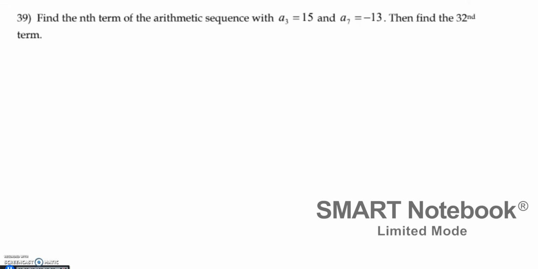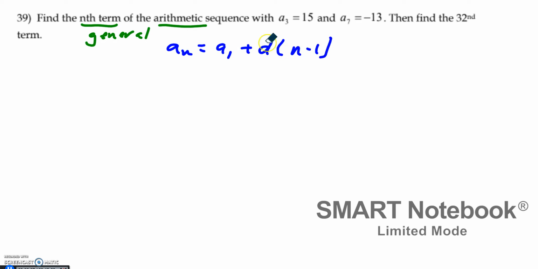The next example says, find the nth term, and another way to say the nth term is find the general term. This time it tells you it's arithmetic, with the third term being 15, or the output value is 15, and the seventh term, the output value, is negative 13. Then we're going to use that to find the 32nd term. So if it's arithmetic and I'm trying to find the nth term, I'm eventually trying to get my answer in this format, which means I need to know the common difference and the first term at least.